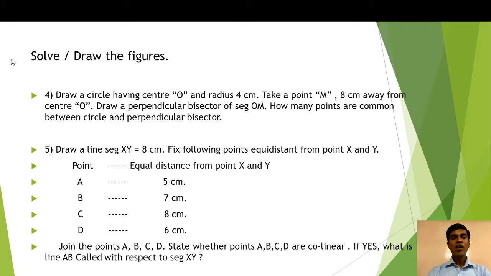Fifth one: draw a line segment XY equal to 8 cm. Fix the following points equidistant from points X and Y. Point A, the distance from points X and Y is 5 cm. Point B, the distance should be 7 cm. Point C at 8 cm and point D 6 cm. Join the points A, B, C, D. State whether points A, B, C, D are collinear. If yes, what is line AB called with respect to segment XY?